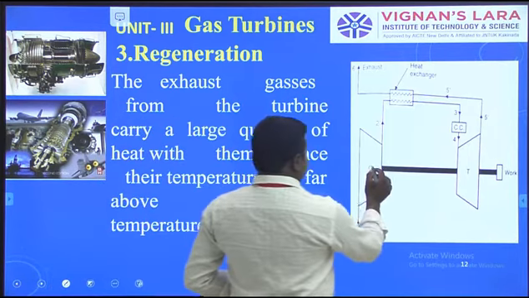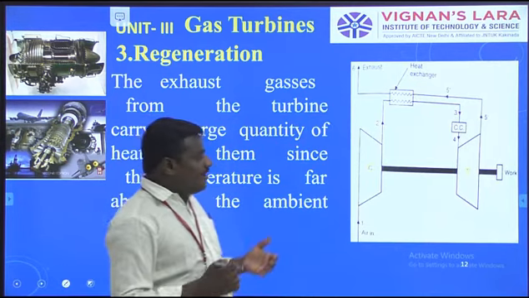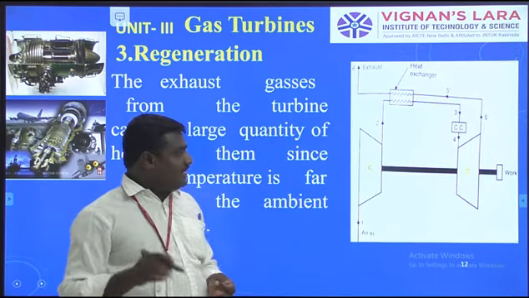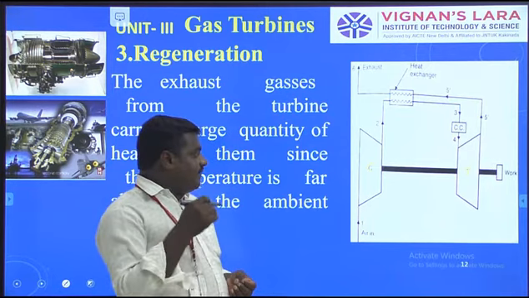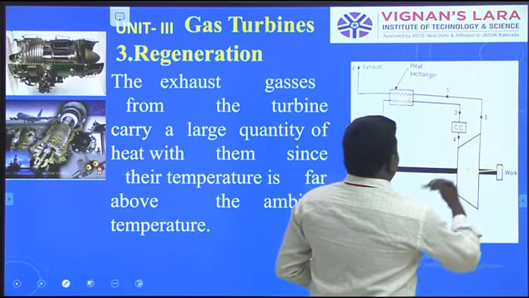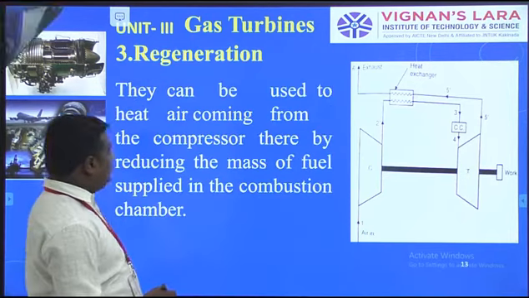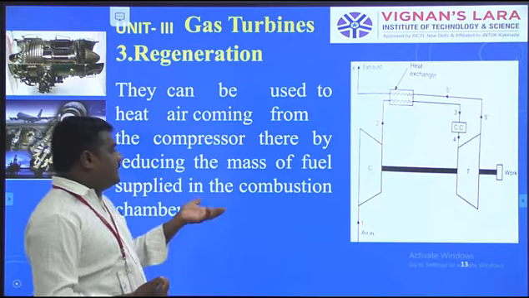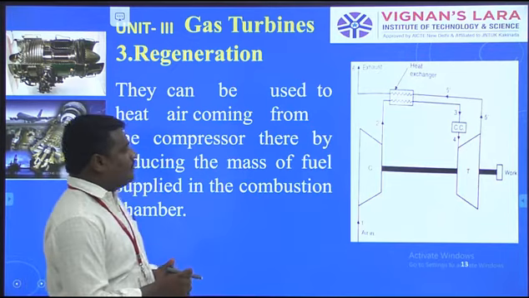So this is the compressor, and this one is the turbine. The concept of the compressor is to compress the air or fuel, and the turbine has some blades, so when the force acts on that particular turbine, the blades will rotate, and the blades have a shaft, so the shaft will rotate and the work done will be completed. So this is the main thing of regeneration. The exhaust gases can be used to heat air coming from the compressor, thereby reducing the mass of the fuel supplied in the combustion chamber.